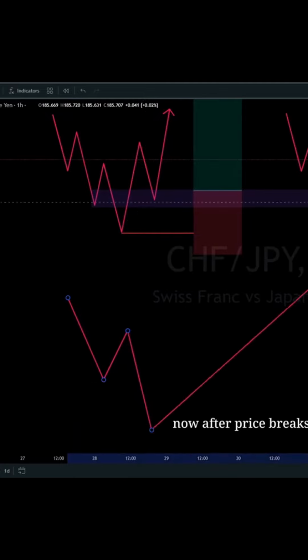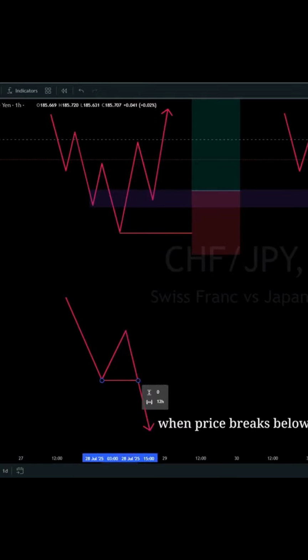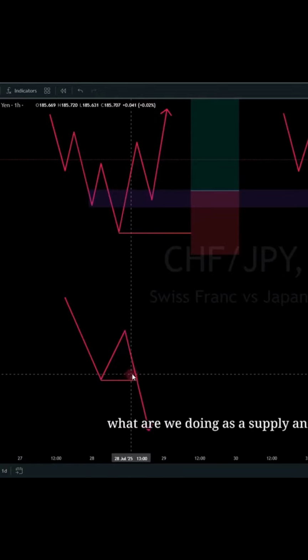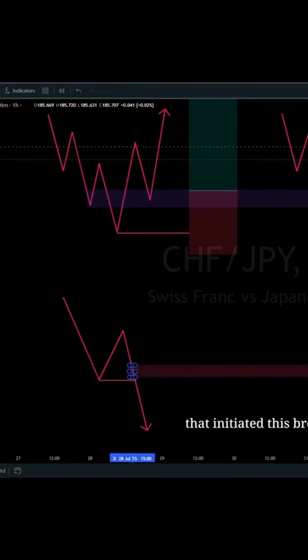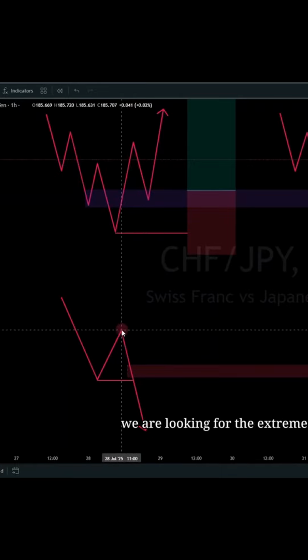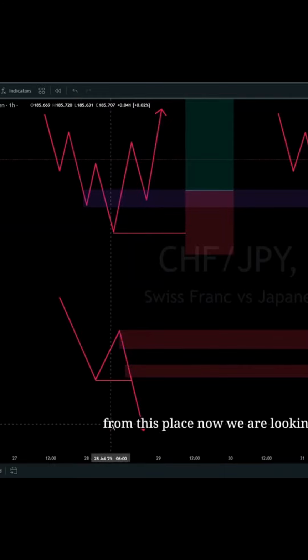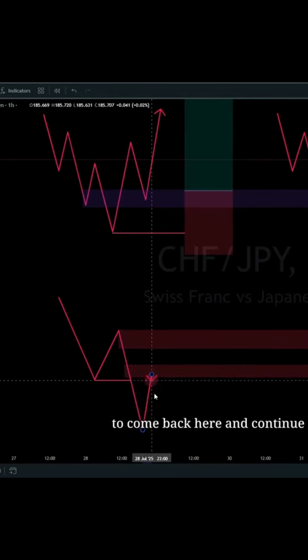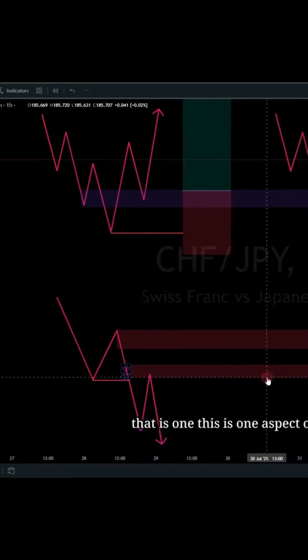Now, after price breaks below this low, what are we doing as a supply and demand trader? We are looking for the first zone that initiated this break. That is what we're looking for. And then immediately after that, we're looking for the extreme supply zones from this place. Now we're looking for two things. We expect price to come back here and continue its downtrend. This is one aspect of what we supply and demand traders expect.